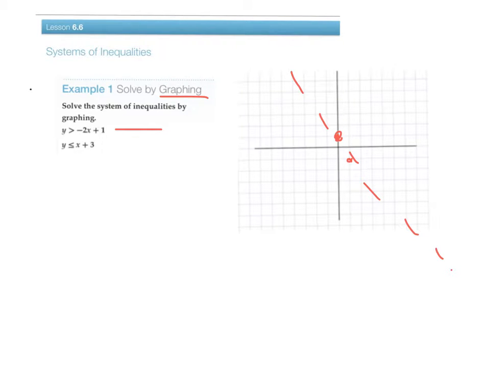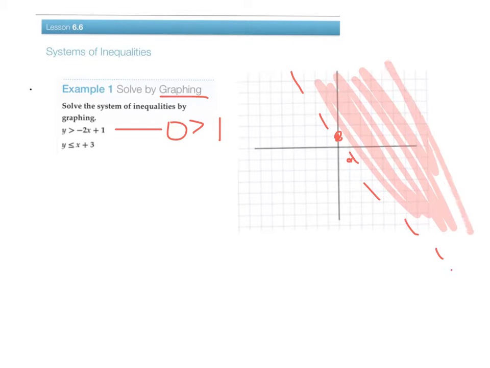So if I put 0 in here, greater than 1, is that true? It's false. So I'm going to shade away from the 0. So here's my shading, my red shading. See how that works? So now let's do our next graph. So our next graph we'll do in blue.